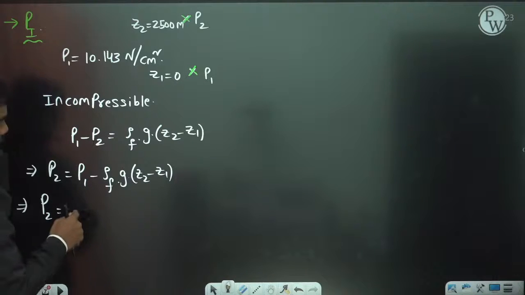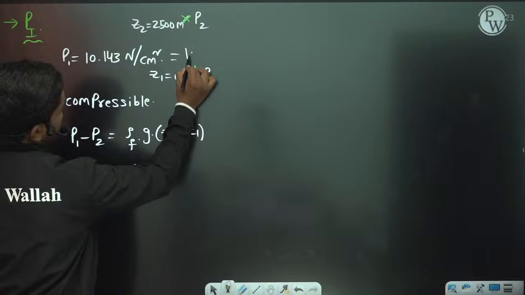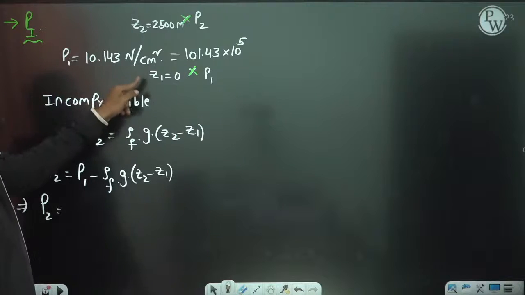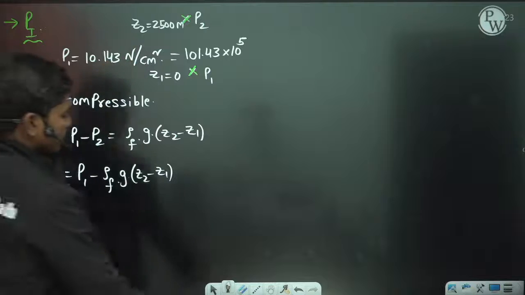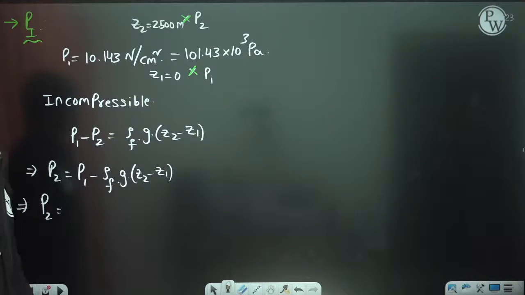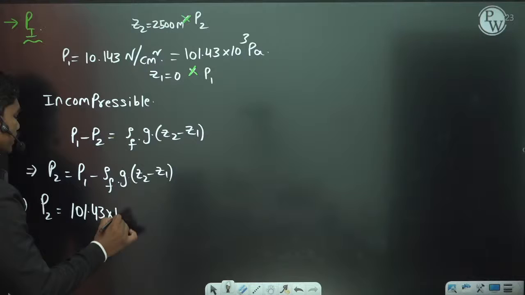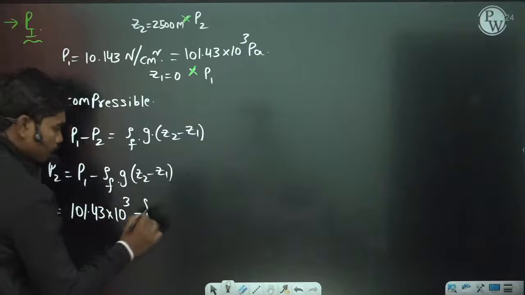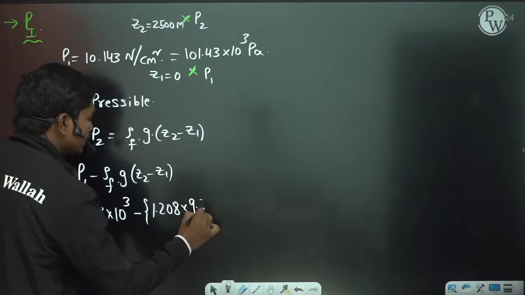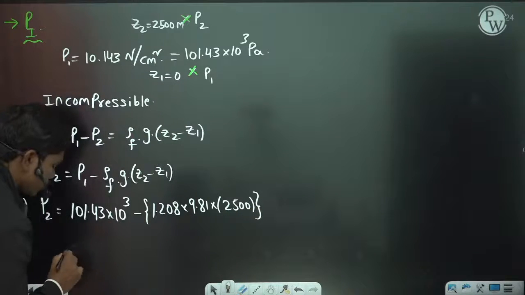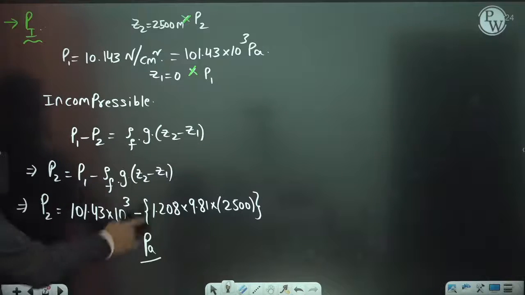So let us evaluate P1 and P2 in newton per meter square. This is equal to 101.43 into 10 to the power 5, with 10 to the power minus 4 coming out here, so 10 cube pascals. So 101.43 into 10 cube pascals, about 101.43 kilopascal, minus the density of air, 1.208 kg per meter cube, so 1.208 into 9.81 into Z2 minus Z1. This difference is 2500 meters. If you simplify, your answer is going to be in pascals, newton per meter square. Let us simplify this value.